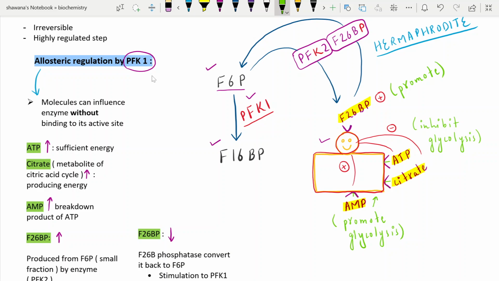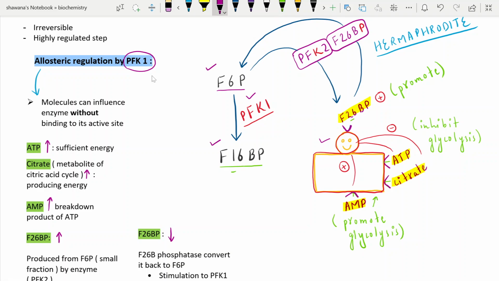The most important allosteric regulator of PFK1 is a substance that is very important. It's known as fructose 2,6-bisphosphate. It's similar to fructose 1,6-bisphosphate, but in the position of carbon number 1, there is carbon number 2 on which the phosphate is attached, right?